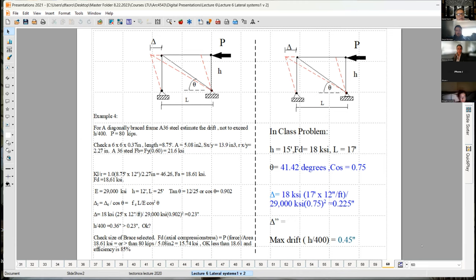L is my unreinforced length of the diagonal brace. That's the 8.75 feet, and remember, for unit consistency, I've got to multiply by 12. My radius of gyration, remember, is in inches, so it's 2.27. We have 46.26. Now, how do we get to F sub A?